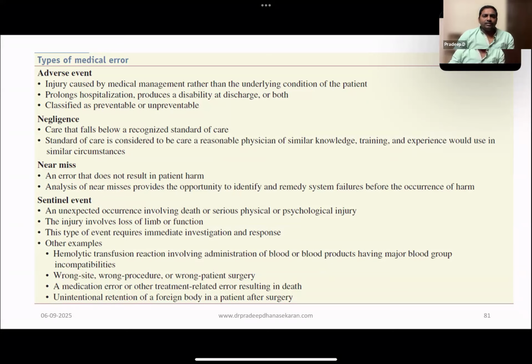Right. Sentinel event is an unexpected occurrence involving death or serious physiological or psychological injury. So this requires immediate investigation and response. Common examples include transfusion reaction related issues, wrong side surgery or wrong surgery, medication error, or leaving a foreign body like a gossypiboma or a metal object. Sentinel events are also called never events. They should never occur.